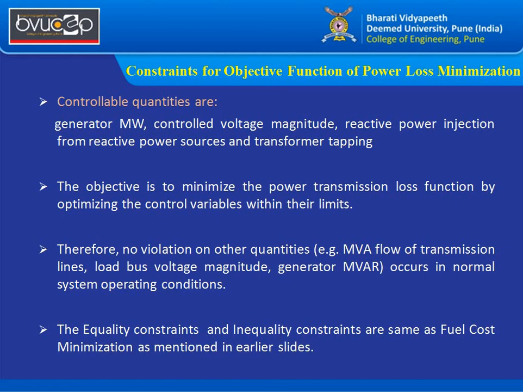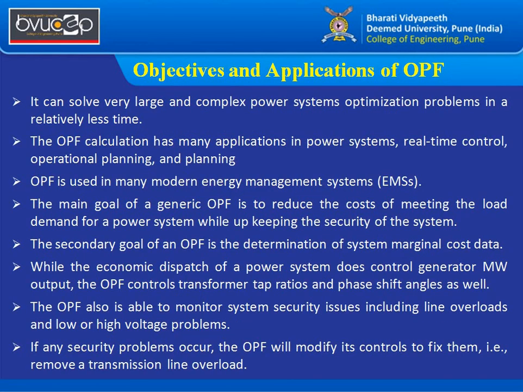So therefore, no violations or any other quantities will occur in normal system operating conditions. So these are the main objectives. There we can have no violations occurring with certain limits. The equality and inequality constraints will be the same for the fuel cost minimization and power loss minimization as mentioned in previous slides. So what are the objectives and applications of optimal power flow?